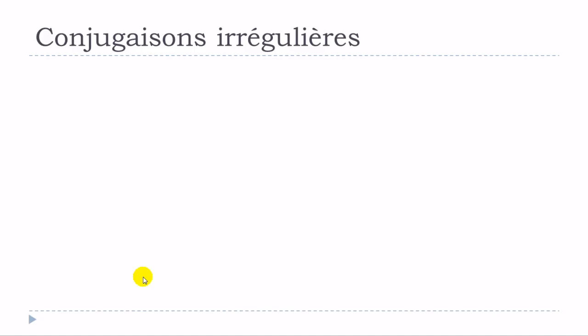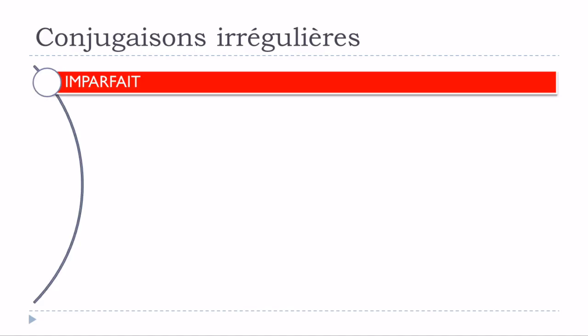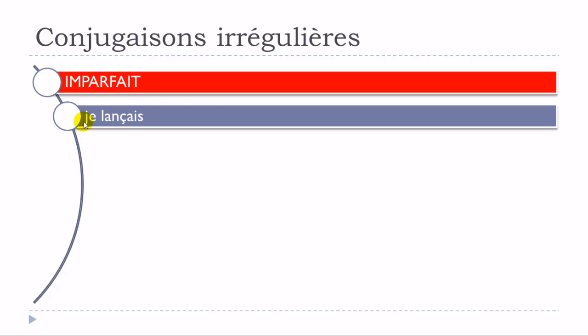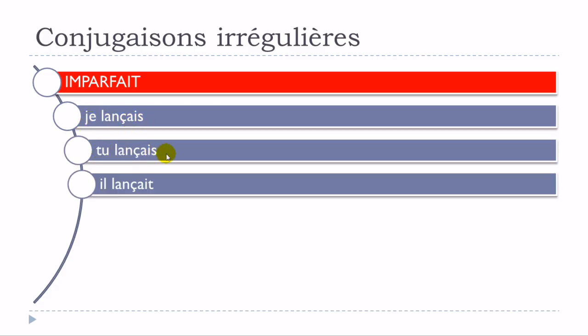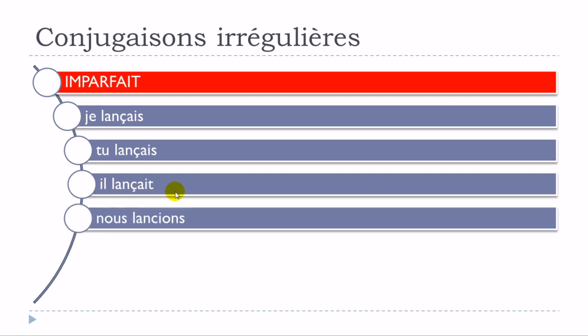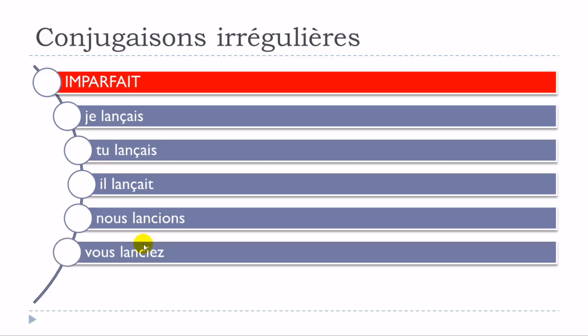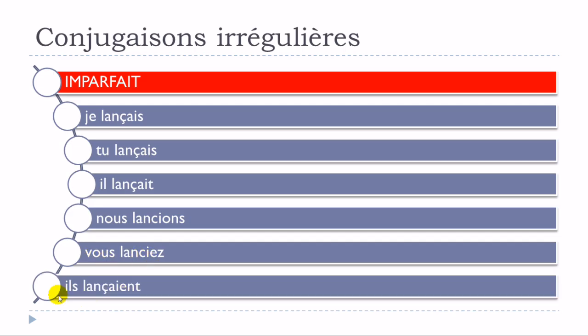All right, so let's have a look at the imparfait form. The imparfait form goes like je lançais, tu lançais, il lançait, nous lancions. So you can see that here you don't need to put the cédille because when you combine c and i, it's the sound s, okay? Vous lanciez, so exactly the same thing for the same reason. And then ils lançaient, okay? So you can see the modifications here, here, here, and here, okay?